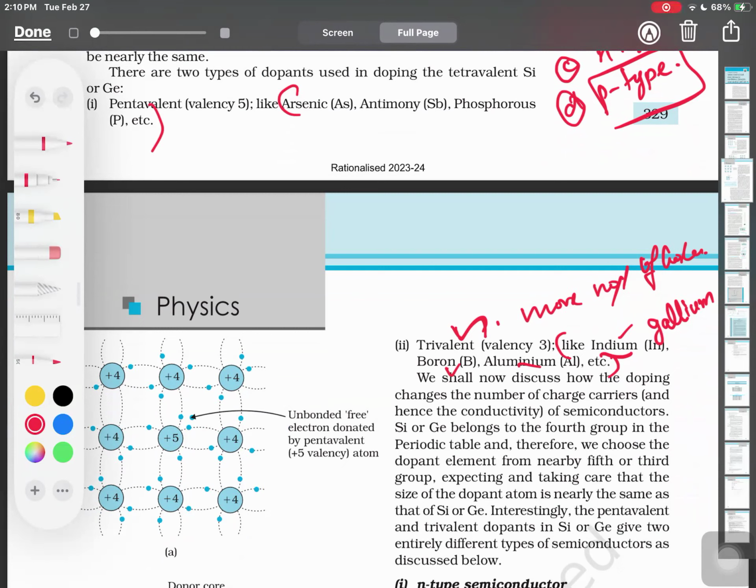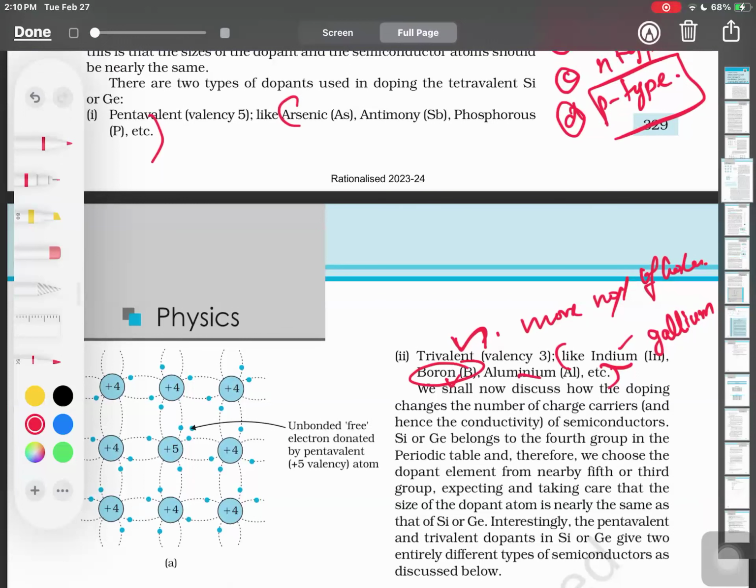Then some true or false questions are also asked. Boron when added as an impurity into silicon produces n-type. How can boron produce n-type? It is absolutely false. Only pentavalent atoms doped with germanium or silicon produce n-type. These you may all know.